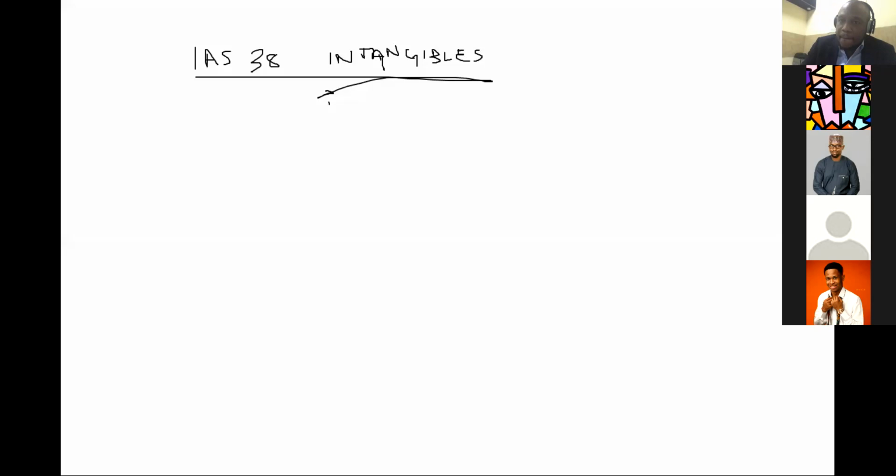Non-monetary asset without physical substance. You say it's an asset that you cannot see. Unidentifiable non-monetary asset. Okay. Yes.